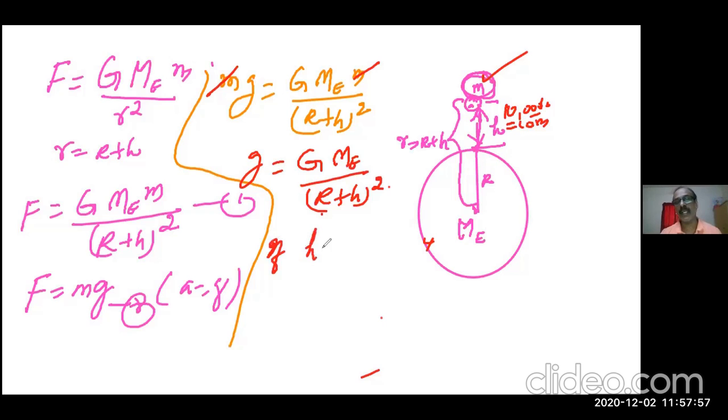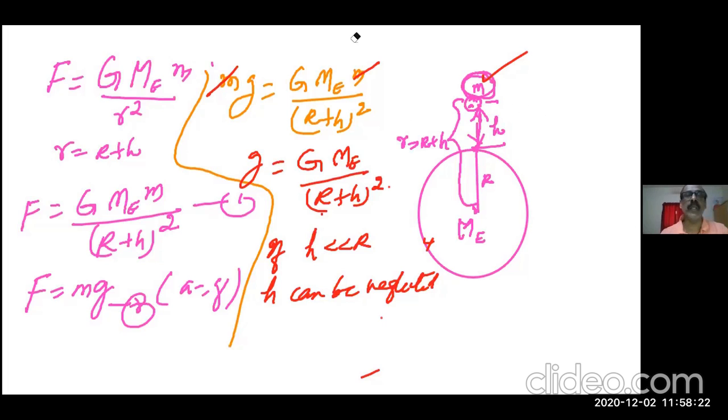If H is very, very smaller than R, that means we are dealing with heights around the surface. In that case, H can be neglected. If you did not understand, ask me right now. Later on, if you ask, I will not be able to clear your doubts. Is it clear? Okay, sir, explain it again, sir. Which one? This H. Yes.